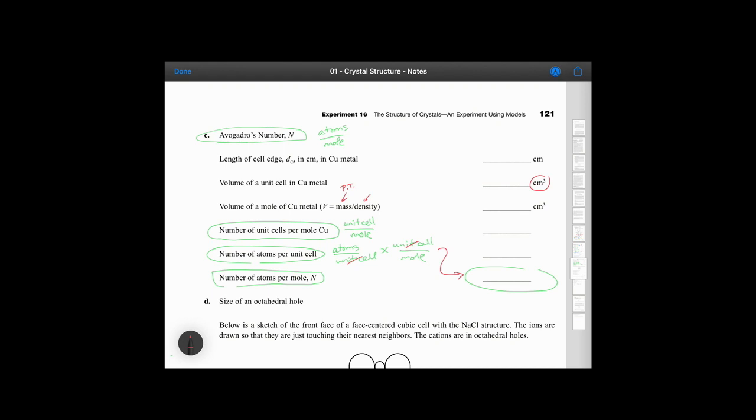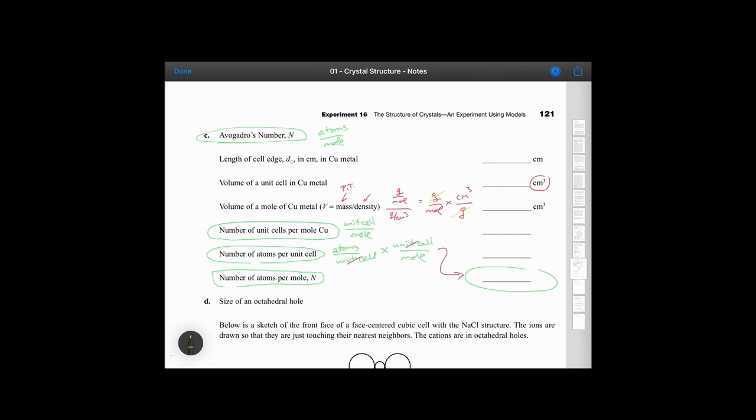And again, look at our numbers. Mass here is going to be grams per mole. And if we divide that by density, which is grams per cubic centimeter, grams per mole divided by grams per cubic centimeter, look what's happened to our units.